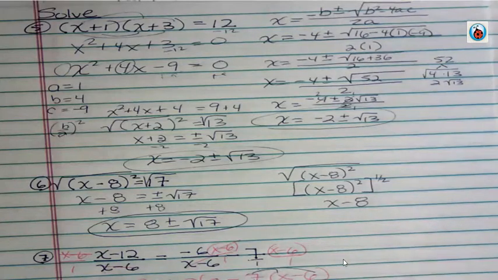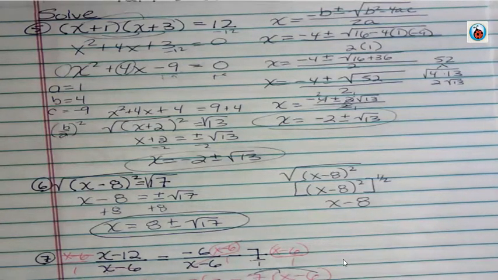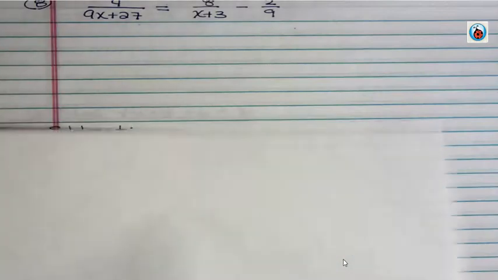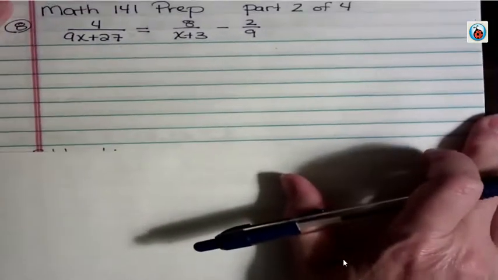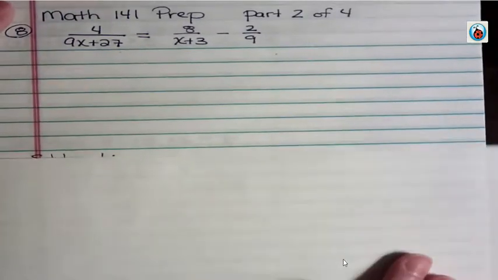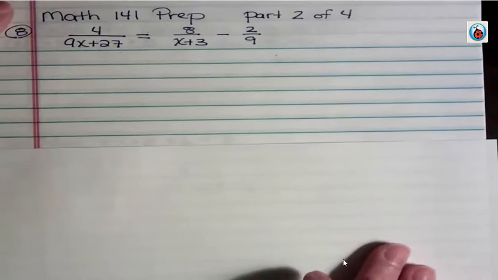And that's something that you always want to check for, extraneous solutions, when you're working with rational equations, to make sure you didn't get something that can't be used. Okay, let's take a look at this one. It's a little different. We can find the LCD, but it's going to take a little bit of work.